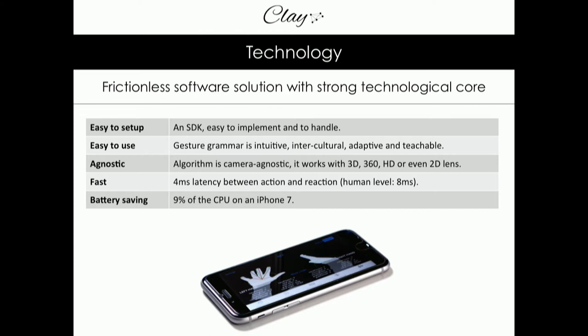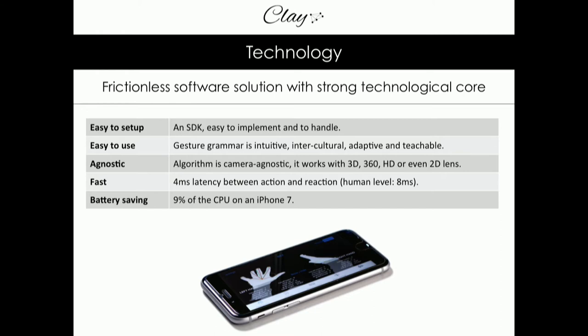The technology is a very huge piece of work, because we have to provide an SDK which is very simple to implement. You just have a framework, like a library, that is very easy to implement in a project, in an application. We also have a specific library with gestures like fist, swipe, etc. It's very important for us to provide something like a gesture grammar. And we are agnostic, because the algorithm can work with 360 3D cameras and 2D cameras. This is the main goal, for instance.